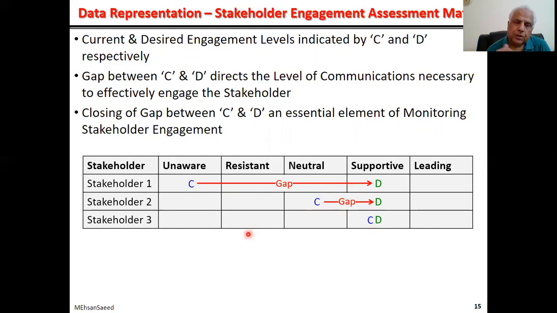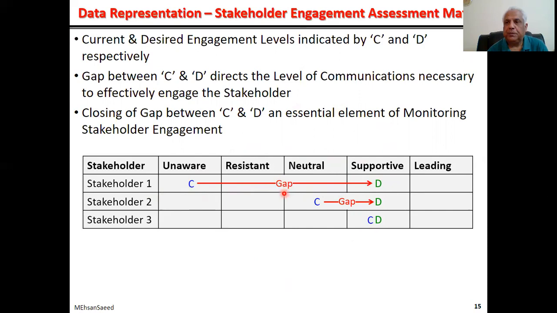Talking in terms of WPD, this is WPD. This stakeholder is unaware, WPD. This stakeholder is neutral, WPD. This stakeholder is supportive, WPD. Where should this stakeholder have been? D. So this is the gap. This gap is your WPI. That is, you had desired this stakeholder to be supportive of the project, but currently he is unaware. And this gap exists. This is what WPI is.